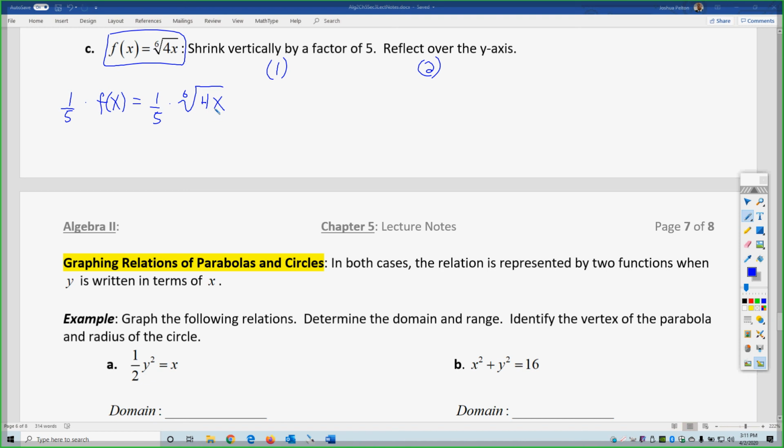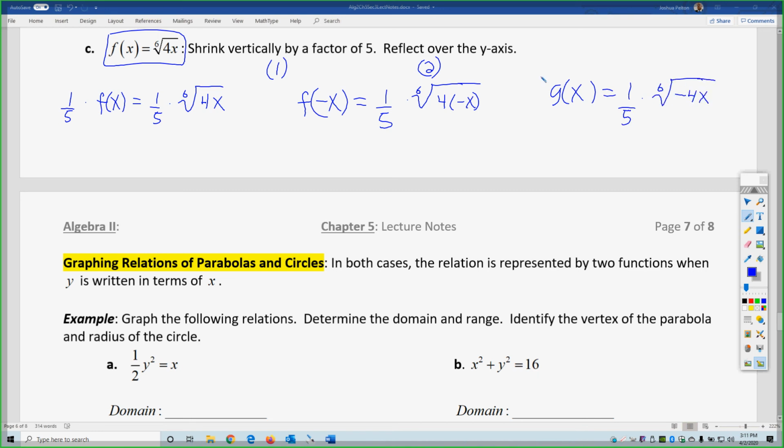All right. So then we have reflect over the y-axis. If you reflect over the y-axis, you had to have changed your x value. So that means the negative goes on the inside since we're changing x. So that's 1/5 times the sixth root of 4 times negative x, replacing x with negative x. Therefore, our new function is 1/5 times the sixth root of negative 4x.